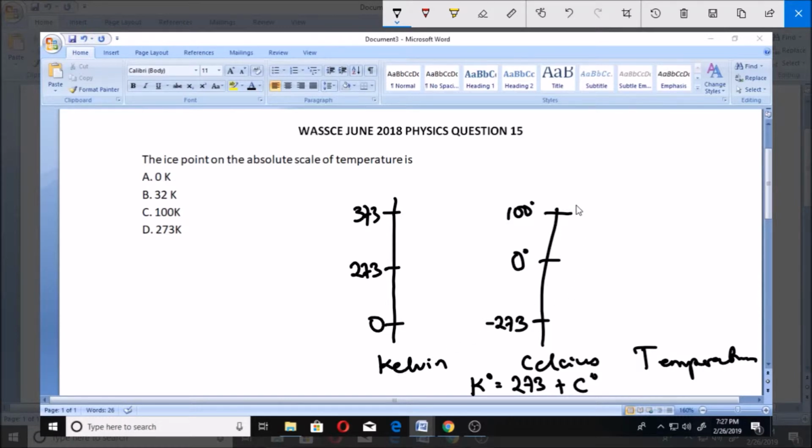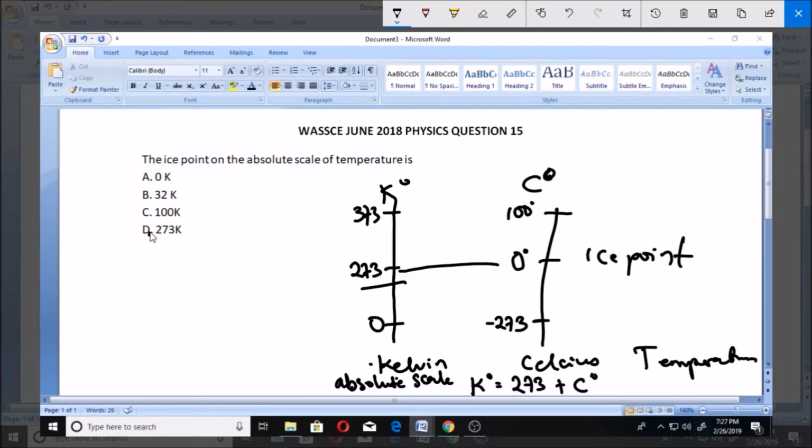Now, this is the ice point we know. So the ice point is actually on the Kelvin scale, which is the absolute temperature scale. Always know that whenever you say absolute temperature or absolute temperature scale, we are talking about the Kelvin scale. So what's the equivalent of this ice point in the Kelvin scale? It is going to be 273 Kelvin. So this is in Kelvin and this is in Celsius. So the right answer here is D, which is 273. The ice point is 273.